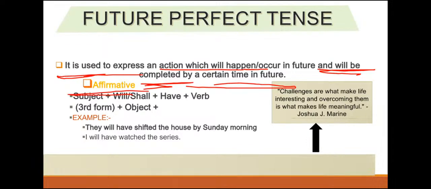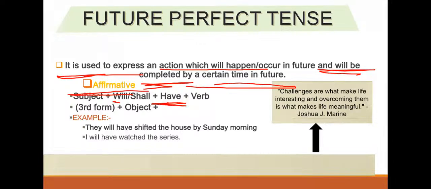Affirmative version will be started with subject plus will shall plus have. Perfect version always has have as a helping verb, and then the third form of the verb, and then the object plus anything else. Now we have some examples.